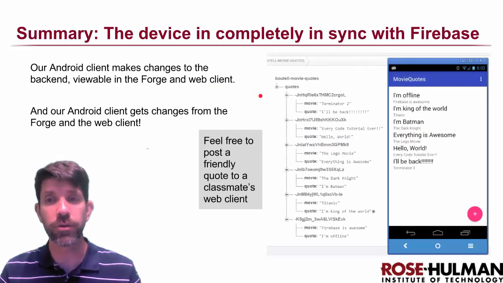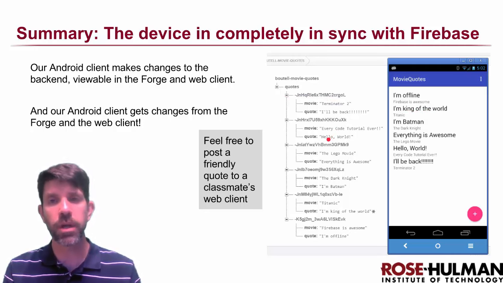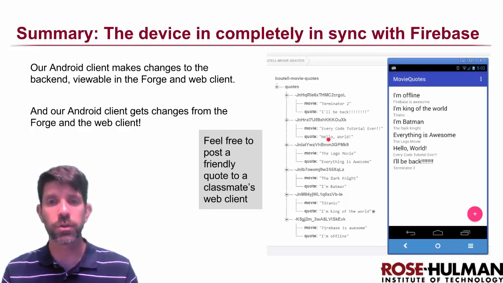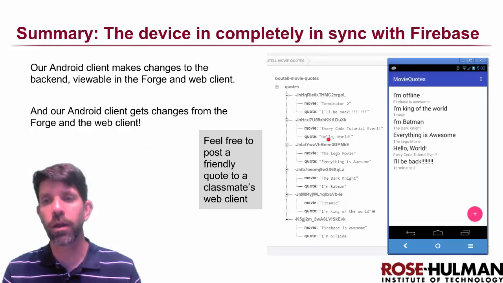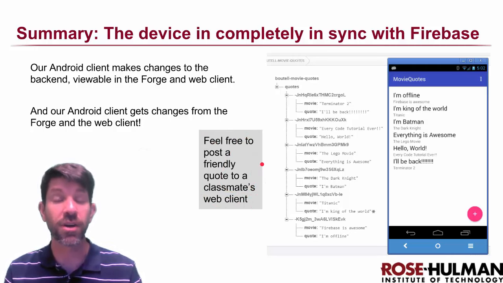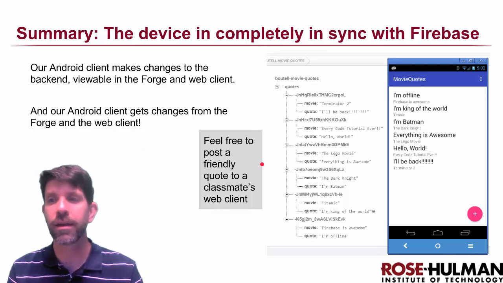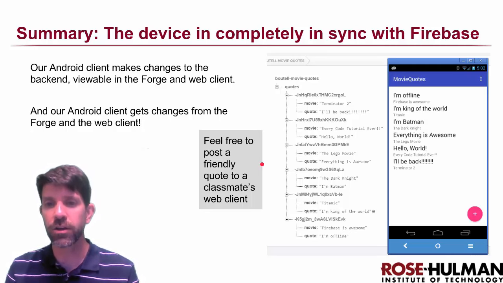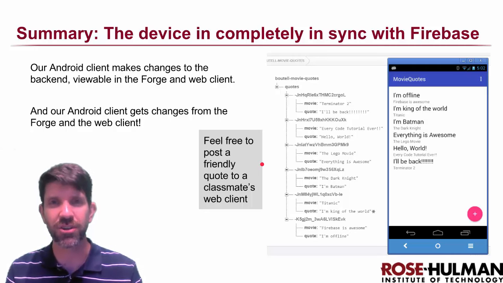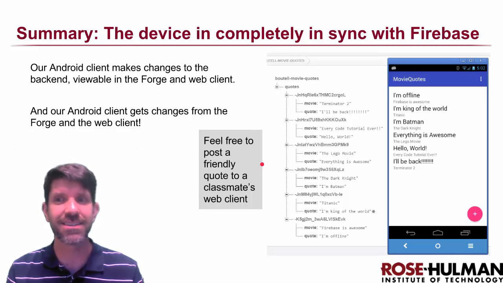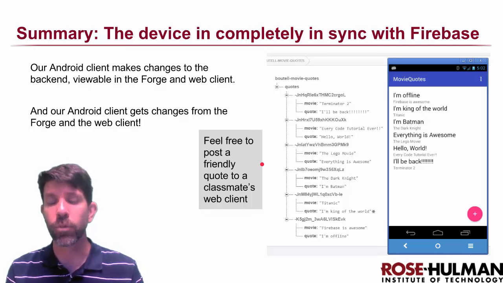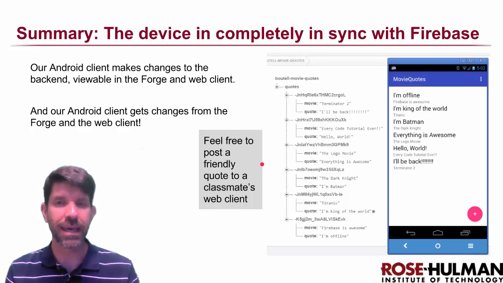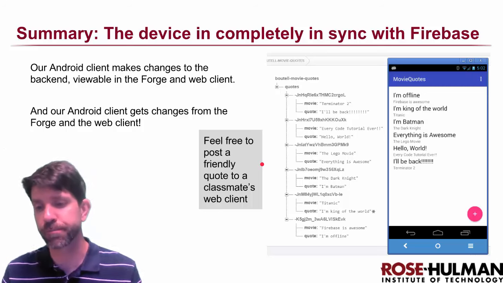So just a parting comment here about this. Now we see that we really do have things completely in sync. So our app is in sync with Firebase. So it's working really, really well. If you're taking the class right now, sort of live, and you have some friends in the class, feel free to post friendly quotes to a classmate's web client. You'd have to make some changes, of course, to your google-services.json to connect to theirs. Or you could go to a website for theirs. You can probably guess at what theirs would be based on what yours is.